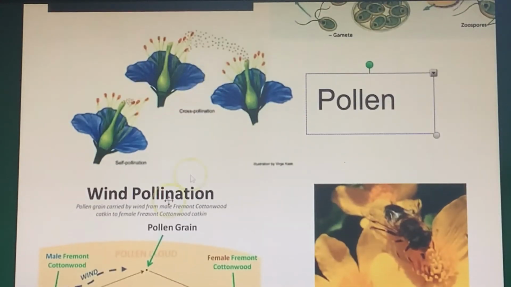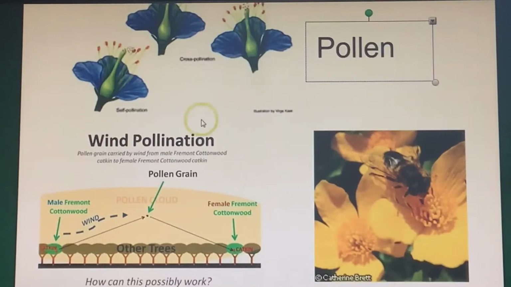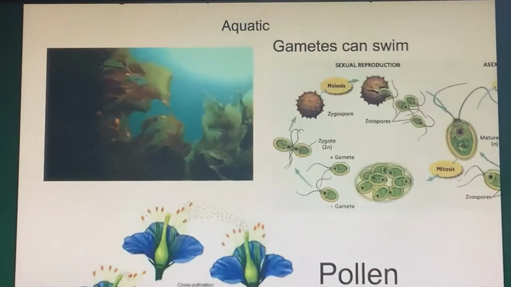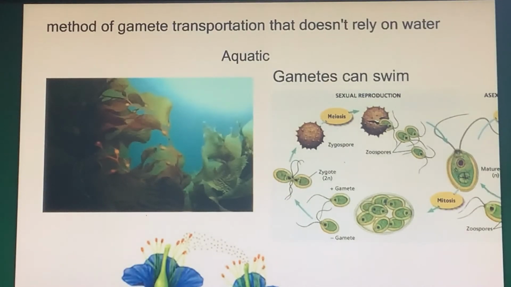And the pollen can be moved by wind, from tree to tree or plant to plant, but also we know that there are biotic vectors or living things like bees or butterflies or hummingbirds that can move pollen from one place to the other. So we have a method of gamete transportation that doesn't rely on water.